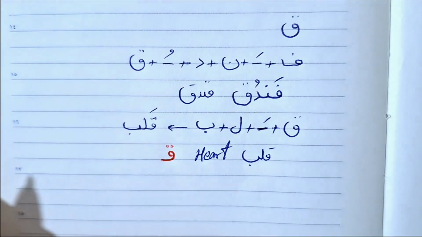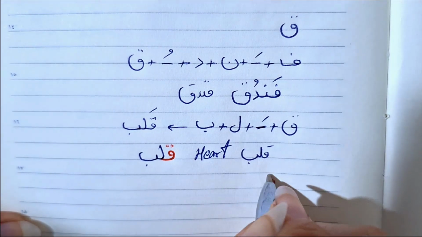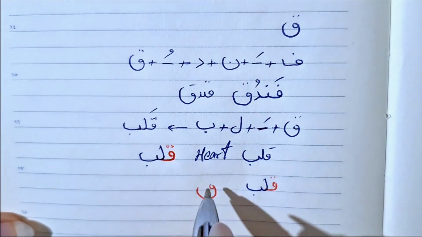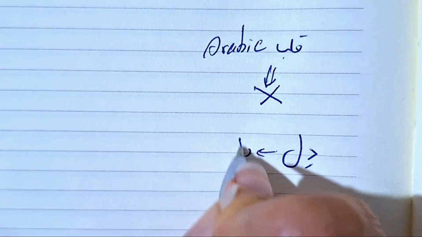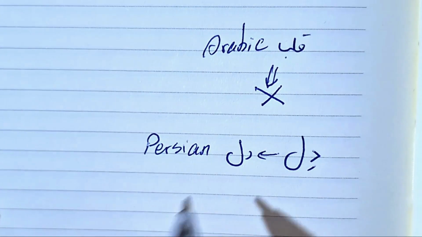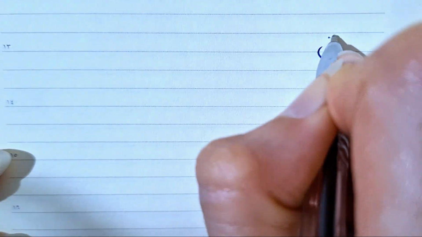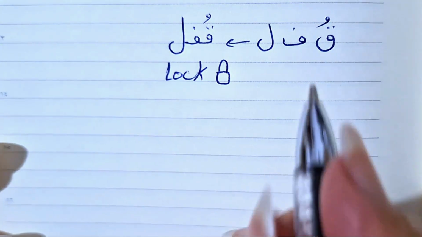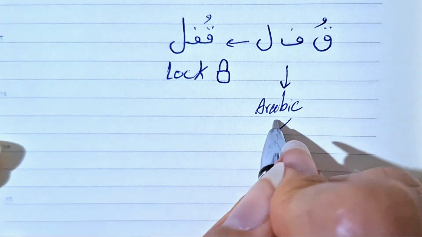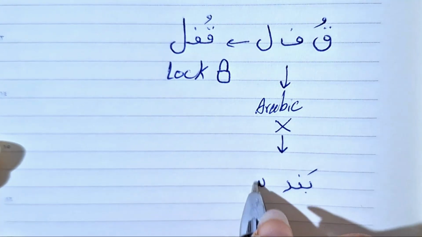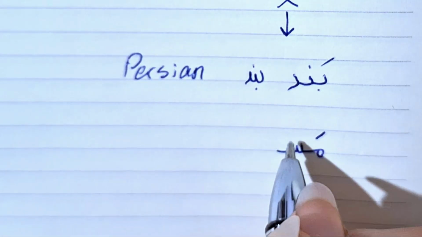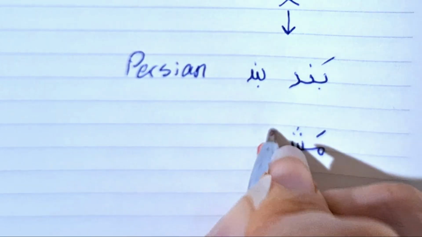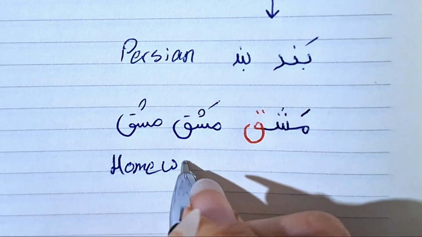So this is how we write the sticking form of Qaf. Qalb. But qalb is an Arabic word, and instead we use del, which is Persian, and also Hindi. Another example, Q plus o plus f plus l together, qofl, which is again Arabic, and instead we use ghofl, which is Persian, which means lock. M plus a plus sh plus Q together, mashgh. Mashgh means homework.